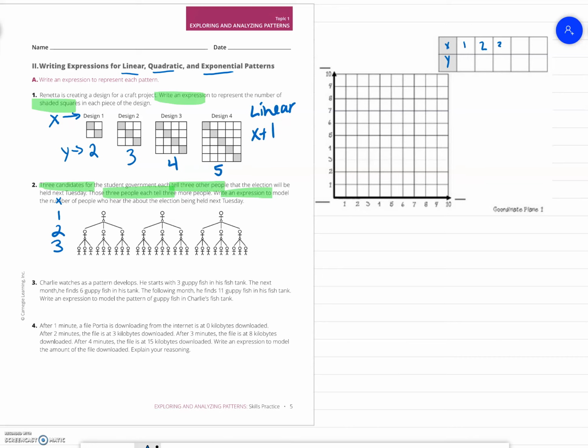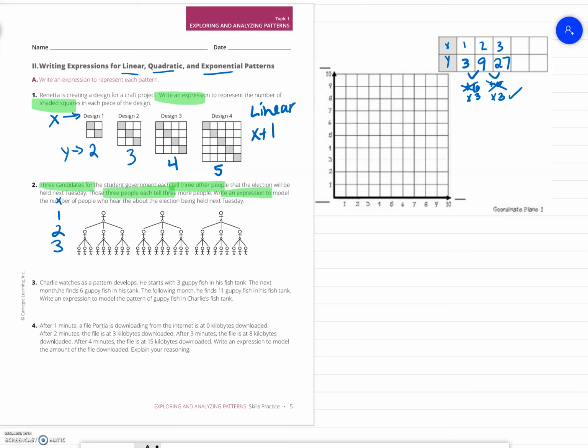So the first round, second round, third round. And in the first round, 3 people know about it. Second round, we have 9 people, and in the third round we have 27 people. All right, so let's take a look. If we go from 3 to 9, we could add 6, or we could multiply by 3. Well, if we add 6 to 9, we get 15, which isn't 27, so that one's out. But if we take 9 times 3, we get 27.